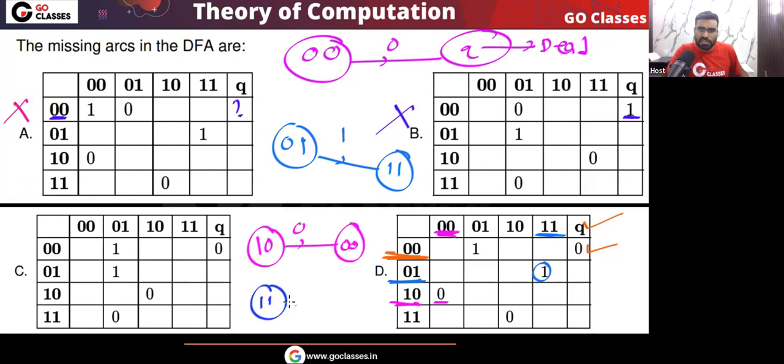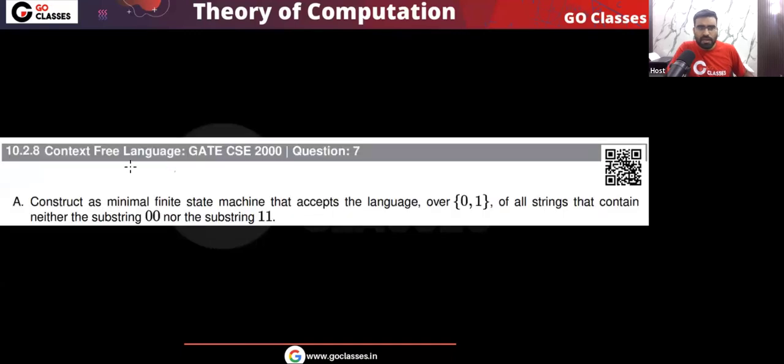Next, in this state double 1, if symbol 0 comes, I should go to 1 0. That is also correct. So the answer will be option D. This is a very simple and beautiful question, let me tell you. This is an extremely simple question if you think about it. Let's move on now. Let's solve this GATE 2000 question.